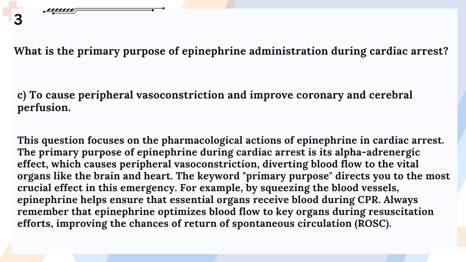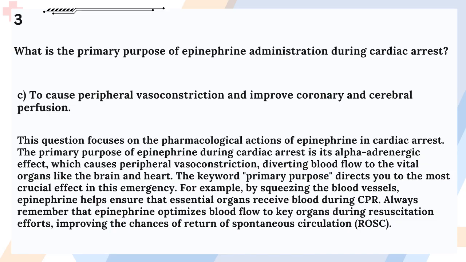Answer: C. To cause peripheral vasoconstriction and improve coronary and cerebral perfusion. This question focuses on the pharmacological actions of epinephrine in cardiac arrest. The primary purpose of epinephrine during cardiac arrest is its alpha-adrenergic effect, which causes peripheral vasoconstriction, diverting blood flow to the vital organs like the brain and heart.